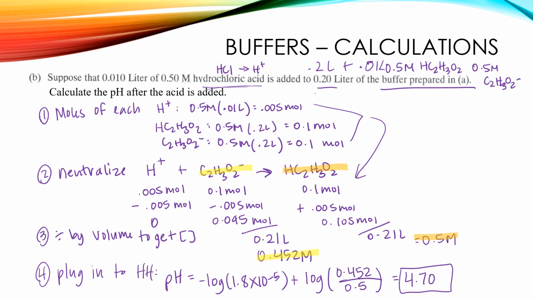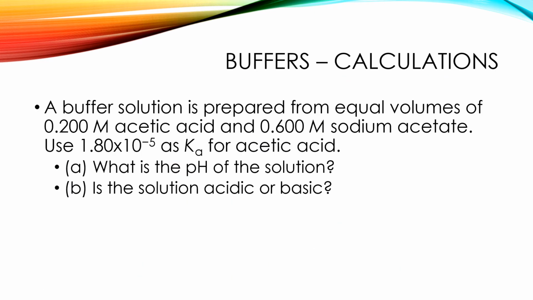And if we compare that before, from the previous slide, before we added the hydrochloric acid, the pH equaled 4.74. So we only changed by 0.04. So we definitely kept our pH relatively constant. All right, let's do one more.